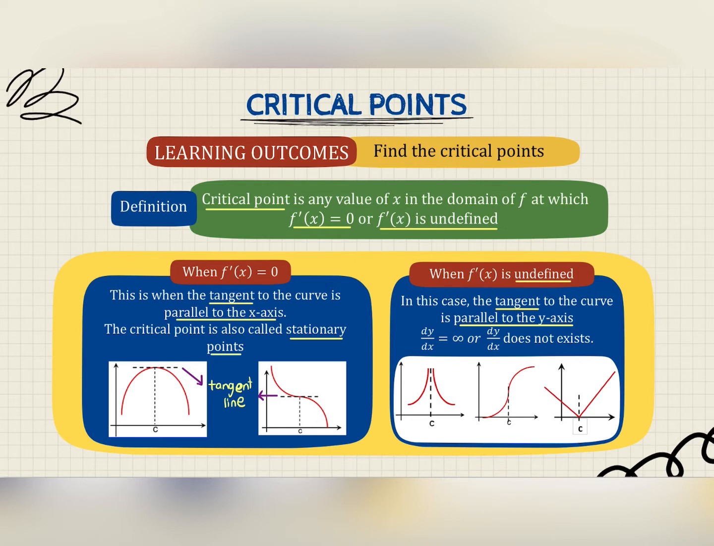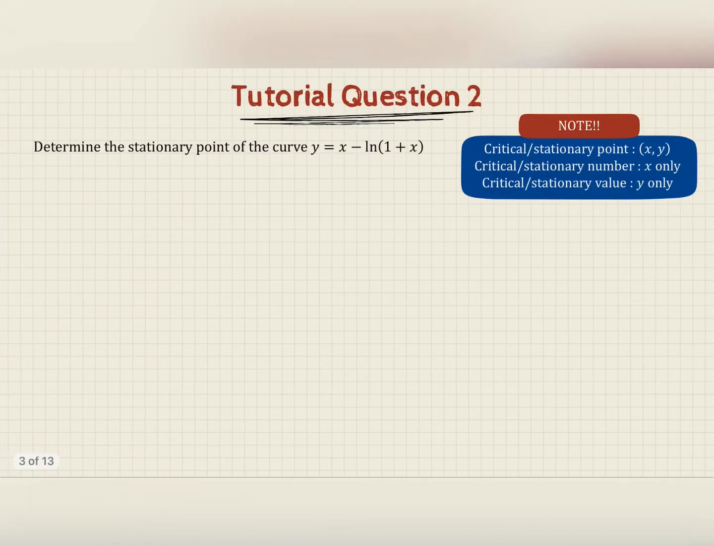Okay, so these are the examples. So kena ingat, kalau dia minta critical point, kita akan cari bila f prime x equals to 0 and f prime x is undefined. Okay, kalau the question state find the stationary point, so we only refer to f prime x equals to 0 sahaja. Okay, now let's look at example. So saya tunjukkan contoh ini berdasarkan tutorial question number 2.